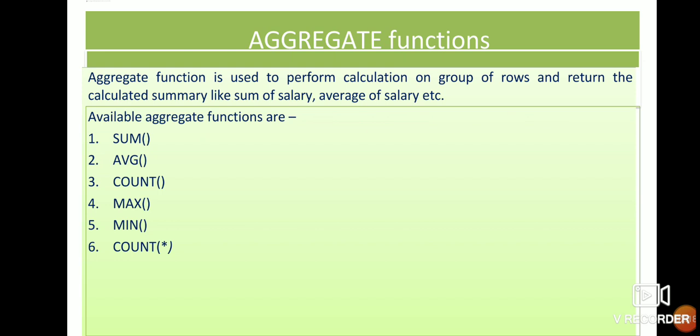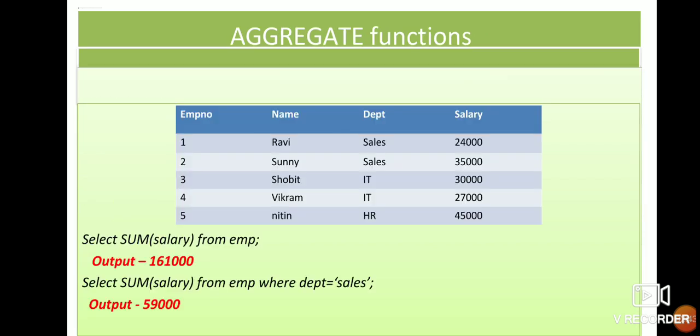Sum is used to calculate over all the rows, average is used to take out the average of the rows, count is used to count the number of elements present in the particular column, max is used to calculate the maximum element of your column. Next is minimum, used to calculate the minimum, the least value of your column, and count asterisk is used to count the rows.